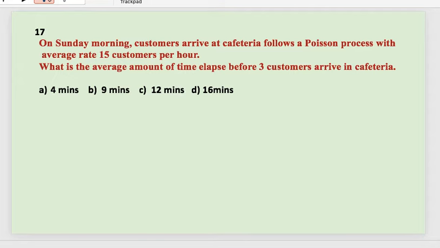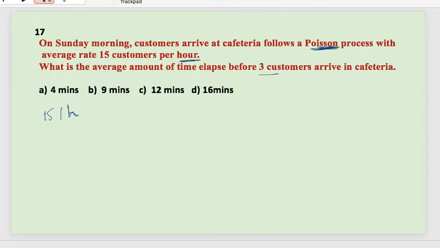Next, customers arriving at a cafeteria on a Sunday morning follow a Poisson distribution. Now the relationship of the Poisson distribution with the exponential; let's first read the question. On a Sunday morning, customers arrive at a cafeteria following a Poisson process with an average rate of 15 customers per hour. That means 15 customers per hour. What is the average amount of time elapsed before 3 customers arrive in the cafeteria? First of all, we have to find the waiting time per customer. So I need a beta from here. How do we calculate it?